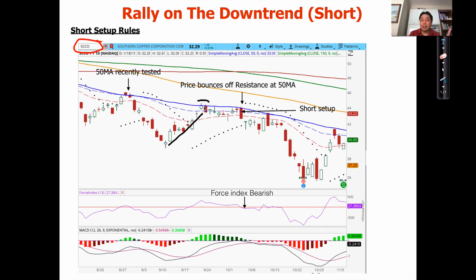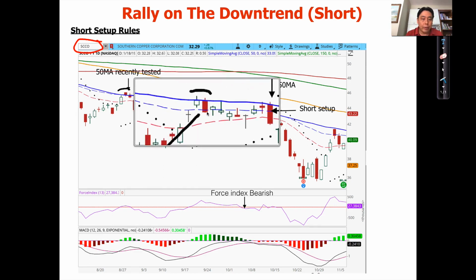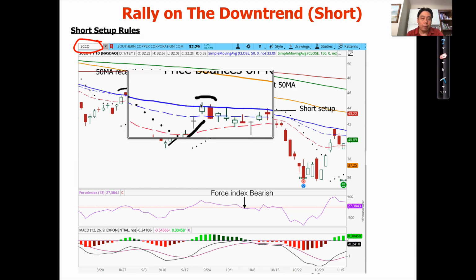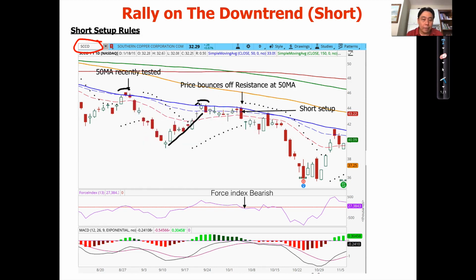Okay, has it been tested before? Yes, over here, it was recently tested. So test one, and that is a valid entry. Now, I wouldn't say it's a valid entry yet, but there's a valid resistance. Okay, now question, would we enter after this bearish candle? Now, again, notice that's the pivot point, right? That's the pivot point.